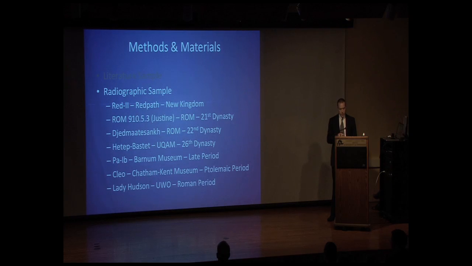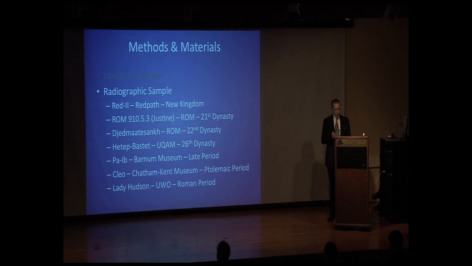The smaller, second sample was drawn from mummies for which original CT data was available. The mummies in this sample include the Redpath Museum's Red 2 mummy, the Royal Ontario Museum mummies ROM 910.5.3, dubbed Justine during her time at the University of Western Ontario, and Jed Madison, Hetep Bastet from the Université du Québec à Montréal, Ha'ib at the Barnum Museum, Clio at the Chatham-Kent Museum, and Lady Hudson House at Western.